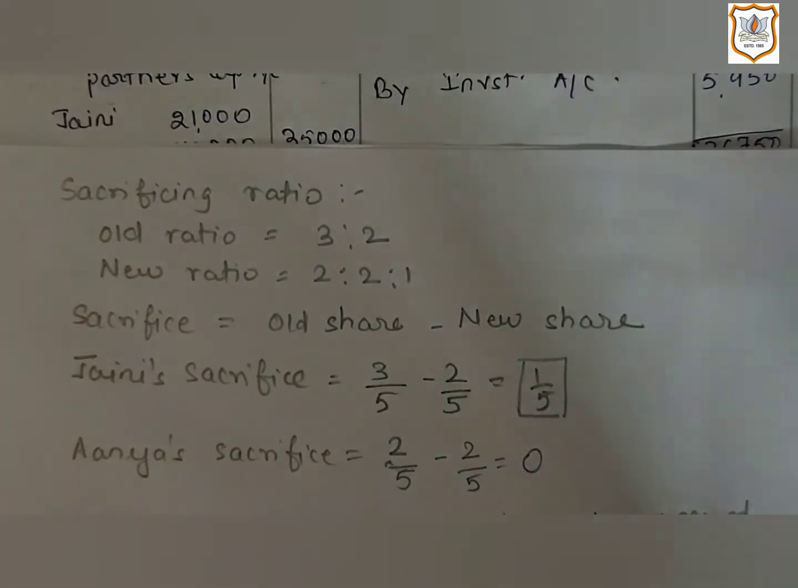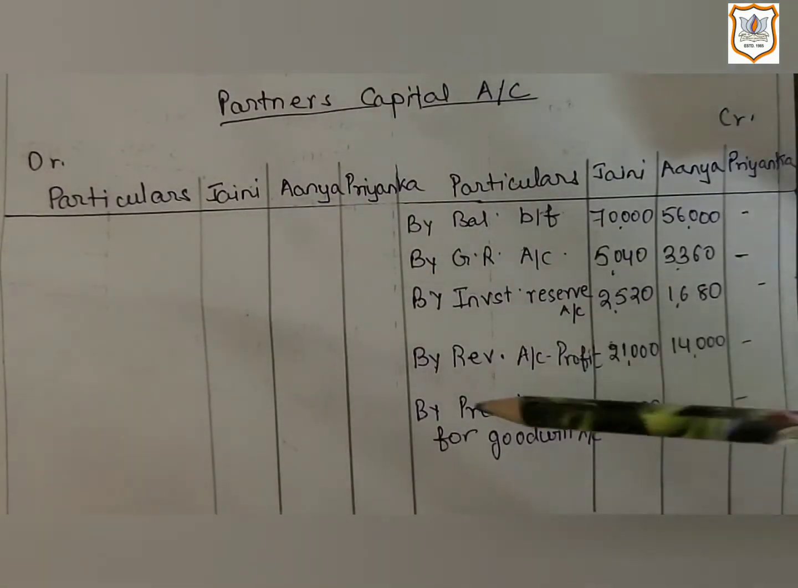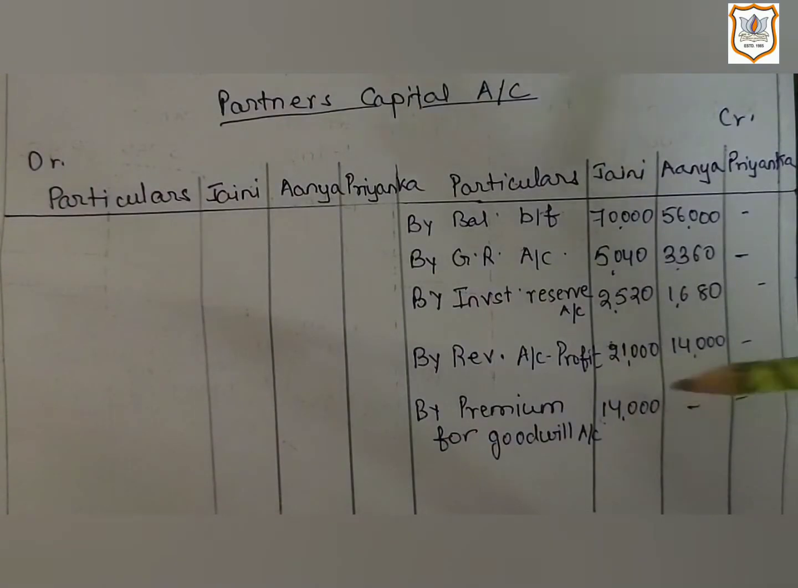So here the premium for goodwill will be distributed to Jenny only. Jenny's capital account will be credited by rupees 14,000, as she is getting the premium for goodwill, that is 14,000.